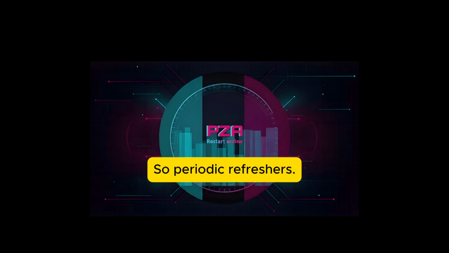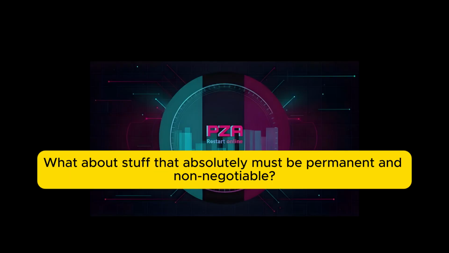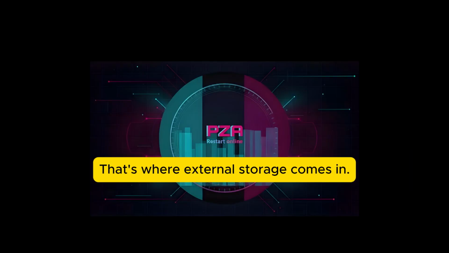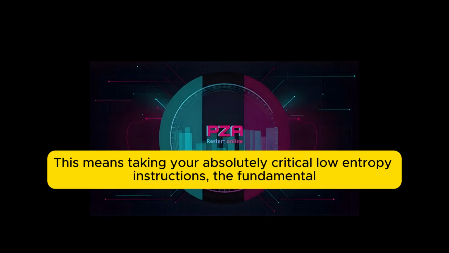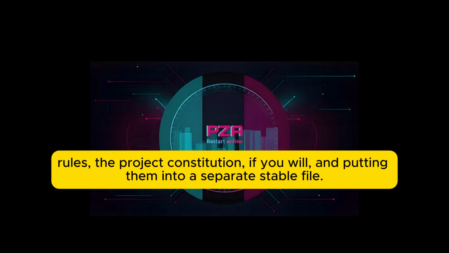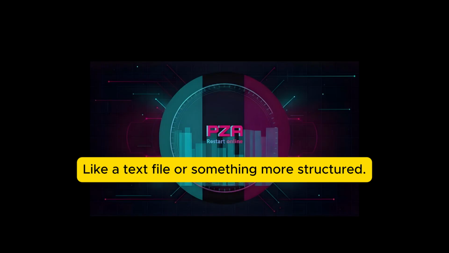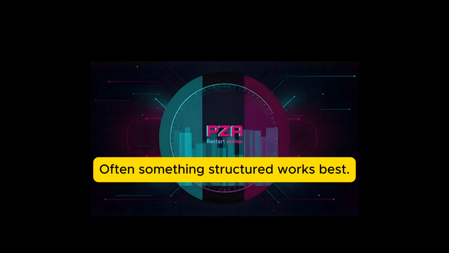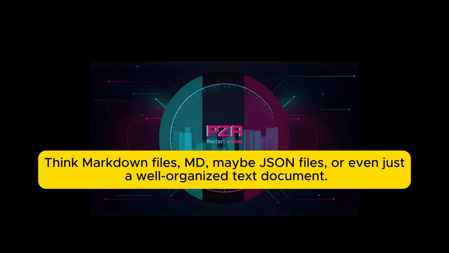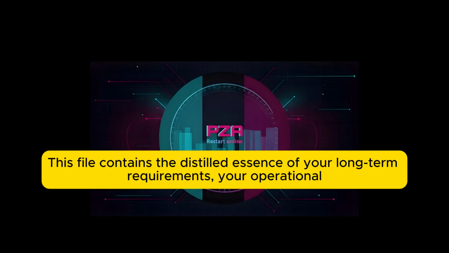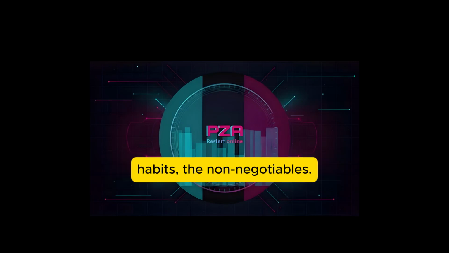Okay, so periodic refreshers. What about stuff that absolutely must be permanent and non-negotiable? That's where external storage comes in. This means taking your absolutely critical low-entropy instructions, the fundamental rules, the project constitution, if you will, and putting them into a separate, stable file. Like a text file. Or something more structured? Often something structured works best. Think Markdown files, MD, maybe JSON files, or even just a well-organized text document. This file contains the distilled essence of your long-term requirements, your operational habits, the non-negotiables.